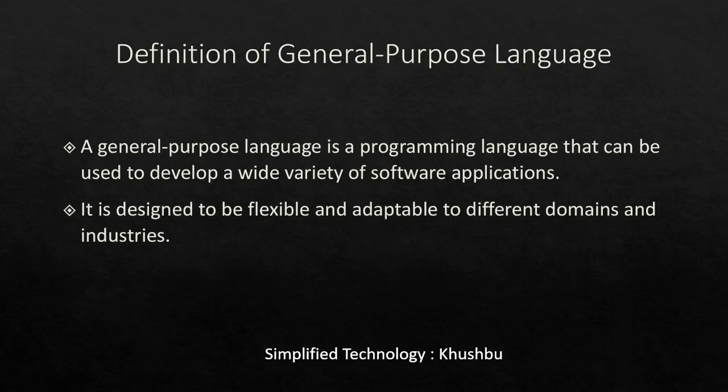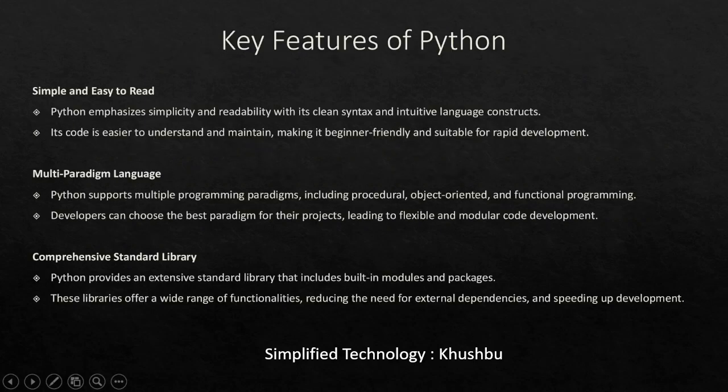A general purpose language is a programming language that can be used to develop a wide variety of software applications. If we are able to create different software applications through a single programming language, we can say that language is a general purpose language. It is designed to be flexible and adaptable to different domains and industries.